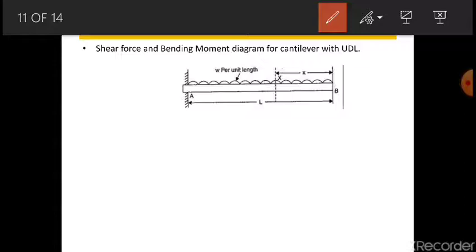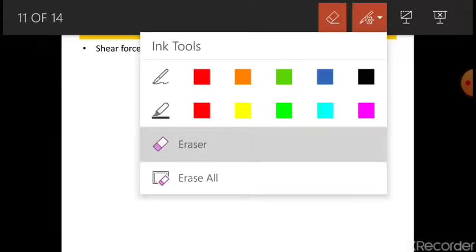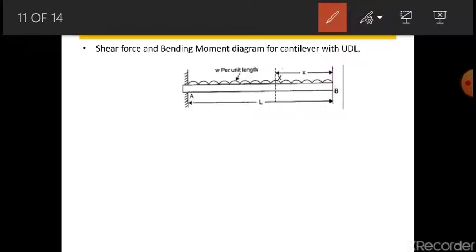We'll take the cross section XX at a distance of x. So the bending moment, it is W, but what is the sign? It is downwards because the load is acting downwards. The beam will be tilting downward, so it is minus we will be using, it is BM or Mx.